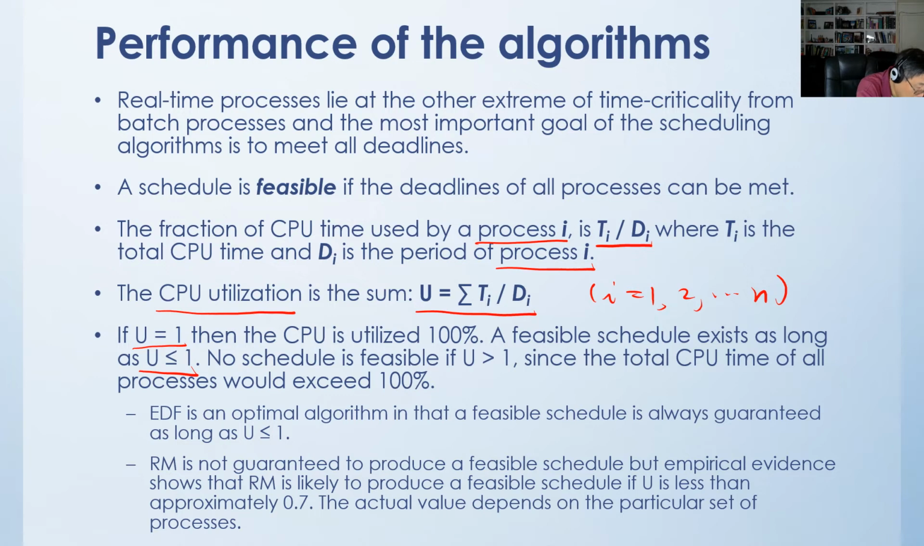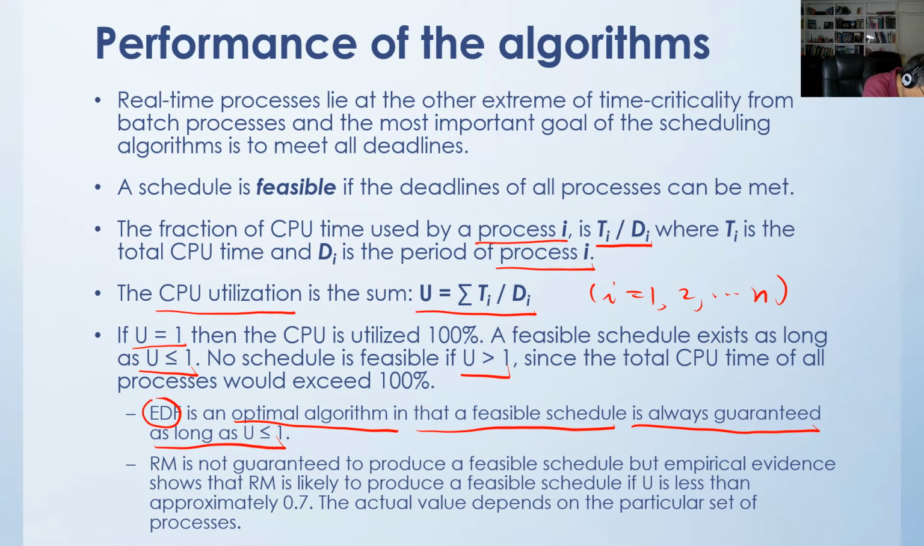Okay. Now, if U is greater than 1, then the schedule is not feasible. Since the total CPU time of all processes would exceed 100%, some of the processes are going to fail, definitely. Now, EDF is an optimal algorithm in that a feasible schedule is always guaranteed as long as U is less than or equal to 1. Okay. If the CPU utilization is less than 100%, then with EDF there's always a feasible schedule.